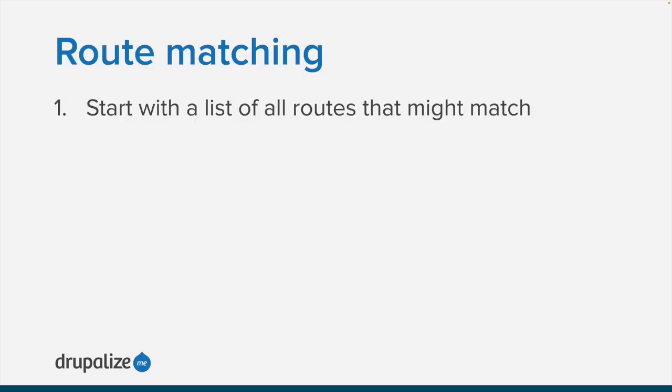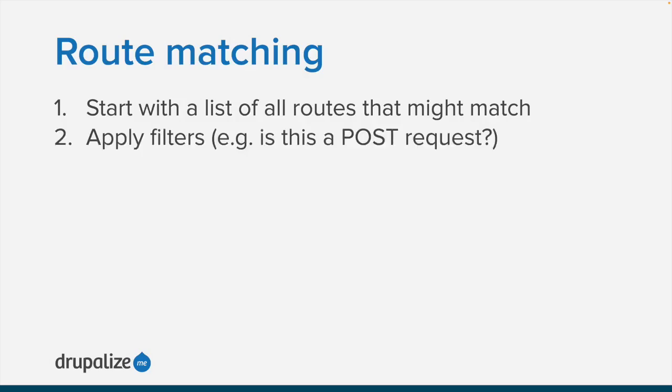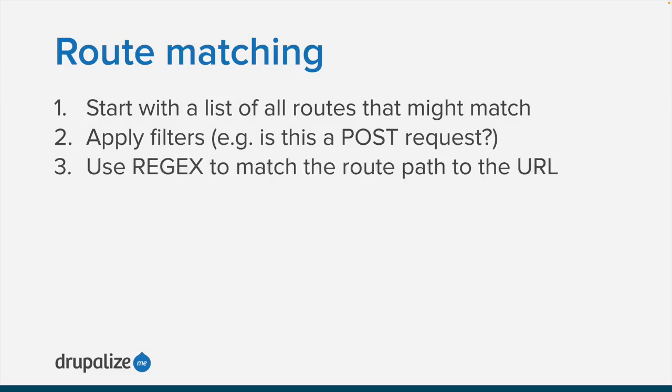First, get a list of all the available routes in the system that might match the current URL. This is kind of like a fuzzy search. This could be it, but I need more information to know for sure. Then, filter that list down using route filters. This will filter out routes applying to other formats like JSON or HTTP methods like POST or PUT that don't match the current request. Next, find the best matching route out of those that are still in the list by applying a regular expression that matches the route's path to the request's URL.